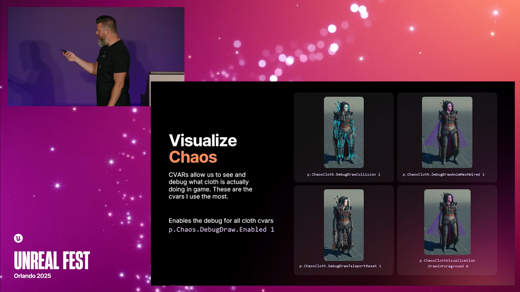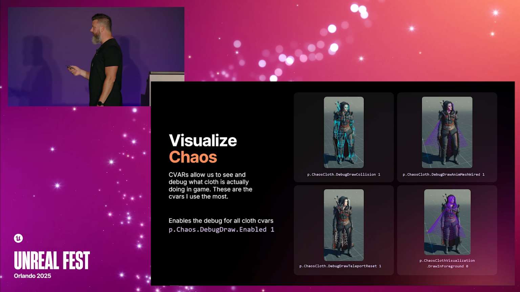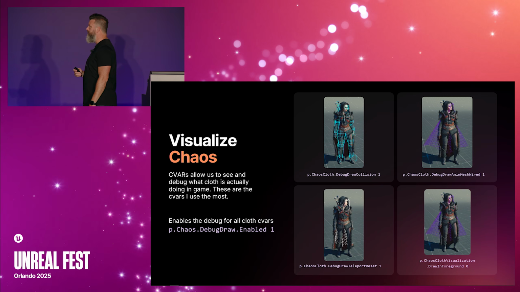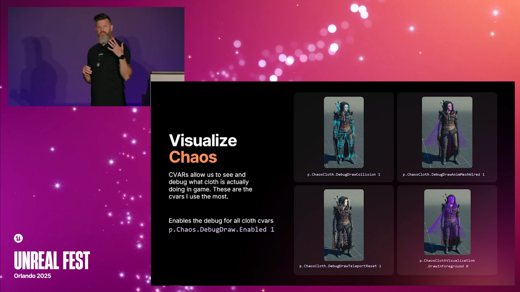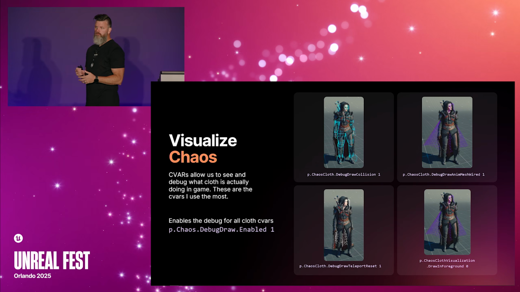Another one is the debug draw teleport reset. This is a new one that Alex added, especially during cinematics when we would get pops in between transitions. We weren't sure, was it teleporting? Did it reset? Like, what happened? And so that mesh will turn green if there's a teleport that's happening, or it will turn red if a reset is happening. So it helped us understand what just happened.